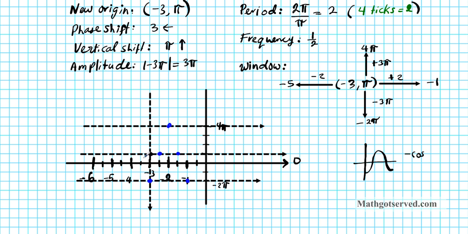And in the other direction, 1 tick mark to the center, 1 tick mark to the max, 1 tick mark back to the center, and 1 tick mark back to the min. That takes us to negative 5. All right, let's connect the dots, and that will be our negative cosine. Remember, this pattern continues forever.